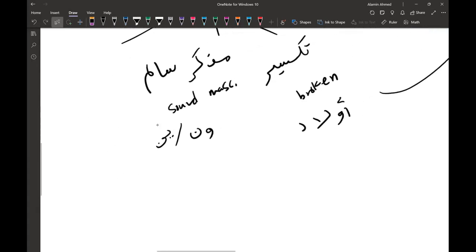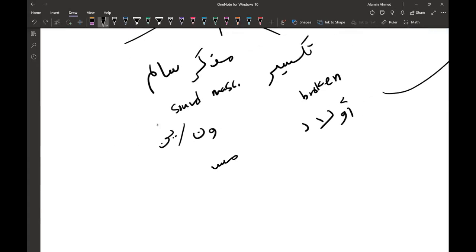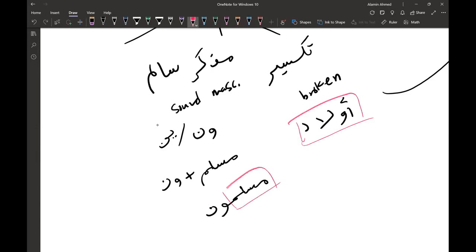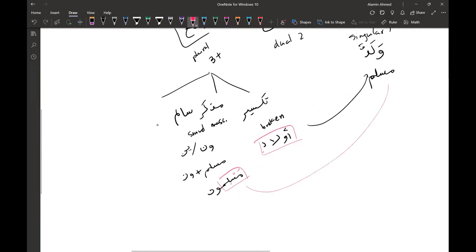So we have Muslim, and we add waw and noon. We say Muslimuna. The point they're trying to make is that the reason they're dividing is because this one is broken, and as you can see, the word Muslim is intact. It's exactly the same word we have here. So that's what they mean by salim. That means sound.